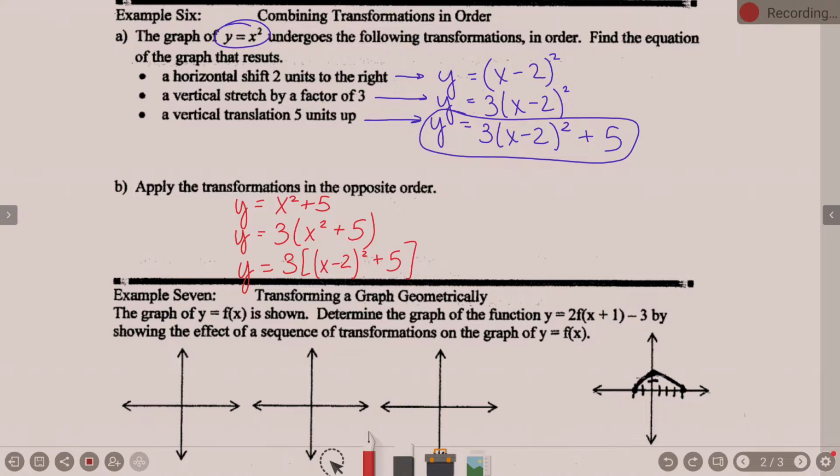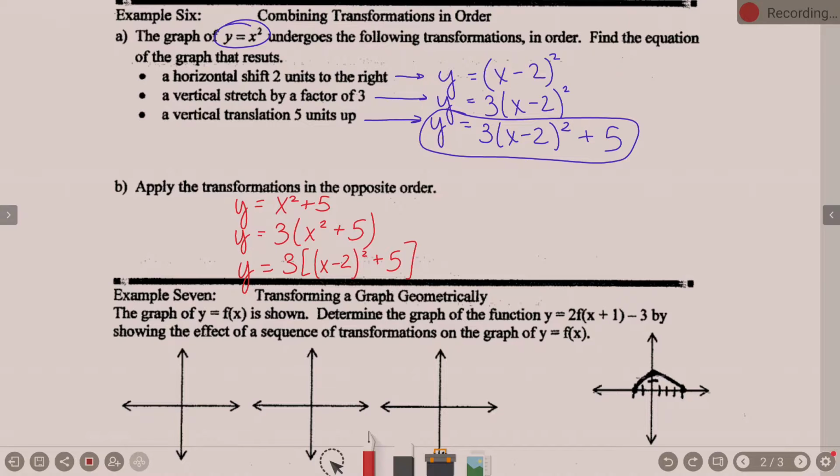And you'll notice I used brackets instead of parentheses, just so I didn't have double parentheses. If you wanted double parentheses, you could use double parentheses too. But the key is, because we went up 5, then had the stretch of 3, and then the shift of 2, this 3 has to be multiplied by everything. That's the big difference from last time.